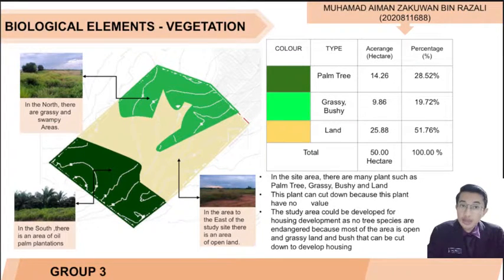So on the base map, you can see the 3 points of view. The first one in the south, there is an area of a palm plantation, and the second point of view is in the north. There are grassy and swampy areas, and the last one in the area to the east of the study site, there is an area of open land.